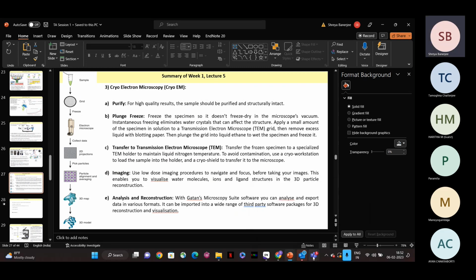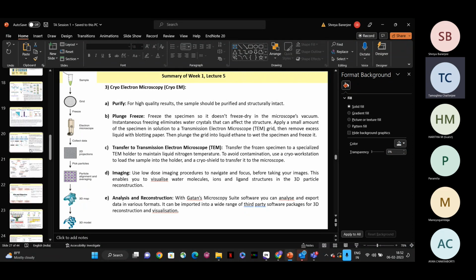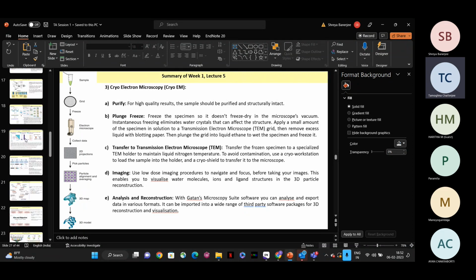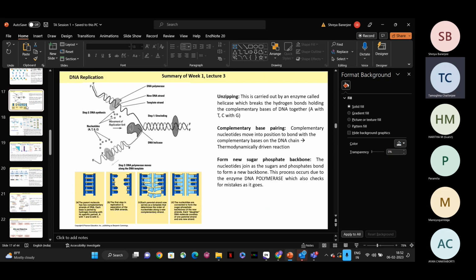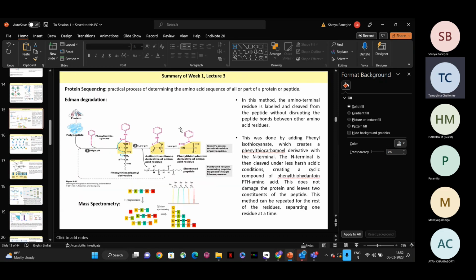Hello, am I audible? Ma'am, actually, am I audible now? Yes, you're audible. Ma'am, actually, you have told about Edman degradation. Yes. Ma'am, my question is how will we be able to know when it will be terminated? If we get all the amino acids one by one, then how will we know the actual length of the chain?